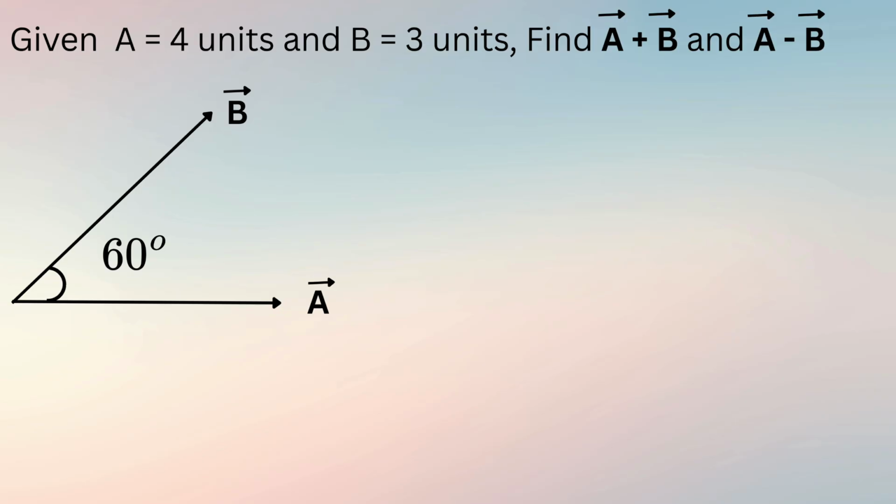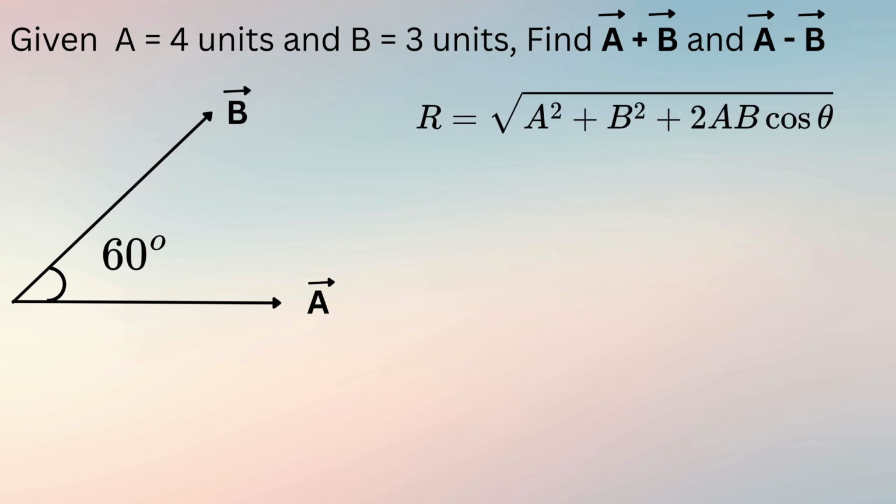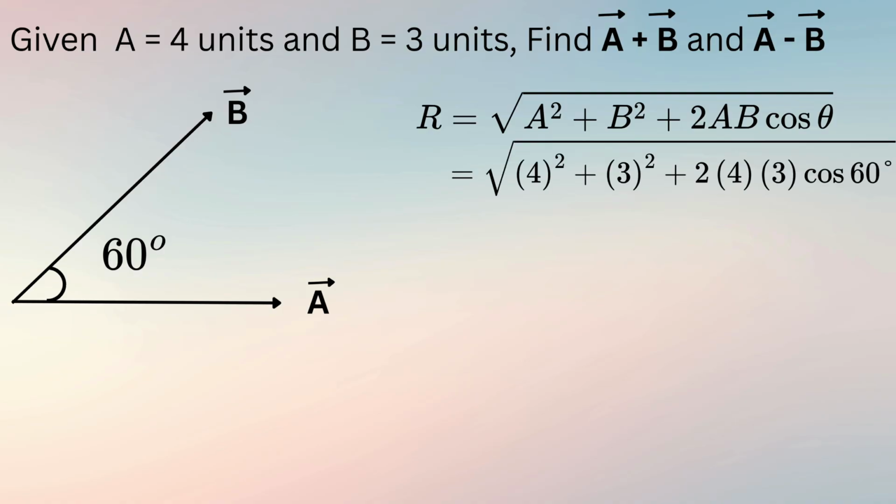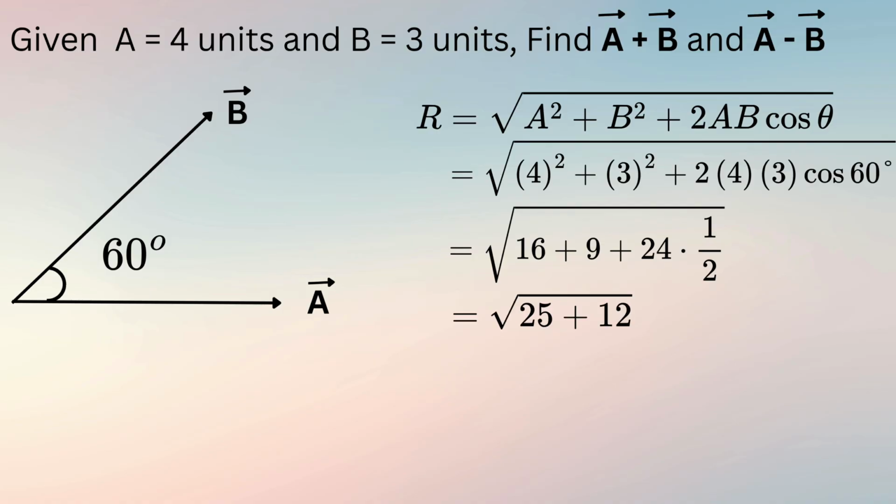The magnitude of the resultant can be easily found by using the formula r equals under root a squared plus b squared plus 2ab cos theta. We substitute the values of a and b and also theta, which is basically the angle between them, to get under root 4 squared plus 3 squared plus 2 times 4 times 3 times cos 60 degrees. 4 squared is 16, 3 squared is 9, and 2 times 4 times 3 is 24. And we know the value of cos 60 degrees is 1/2. So finally, we get the answer 25 plus 12, which is square root of 37 units.